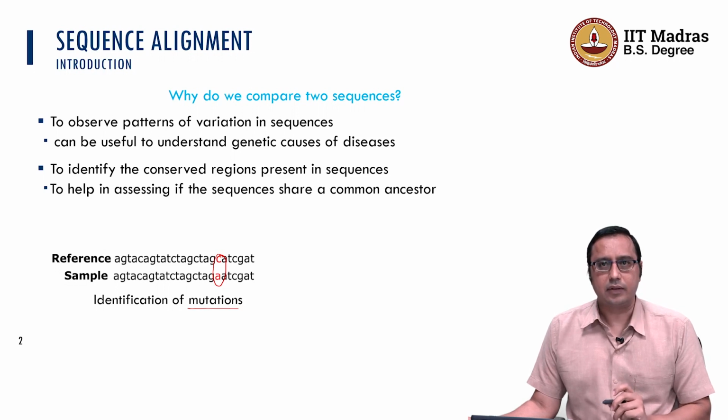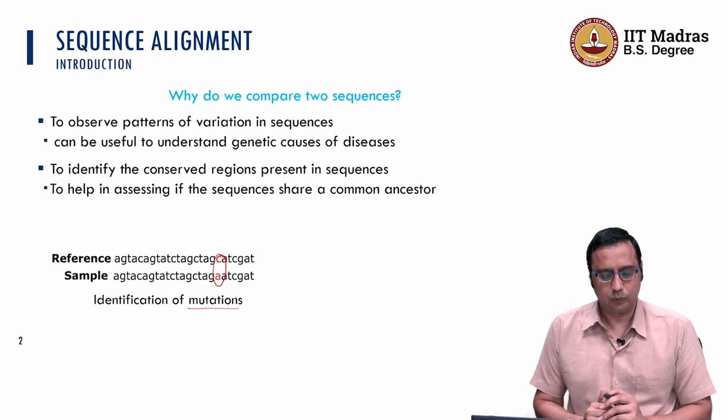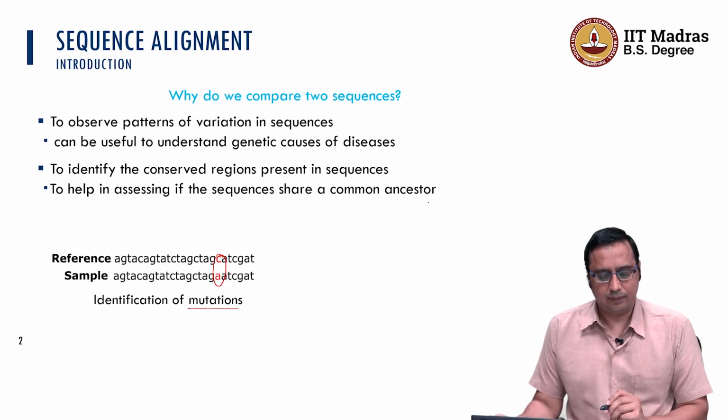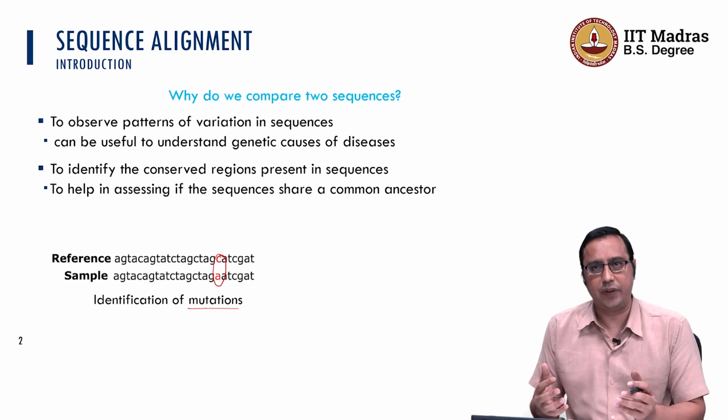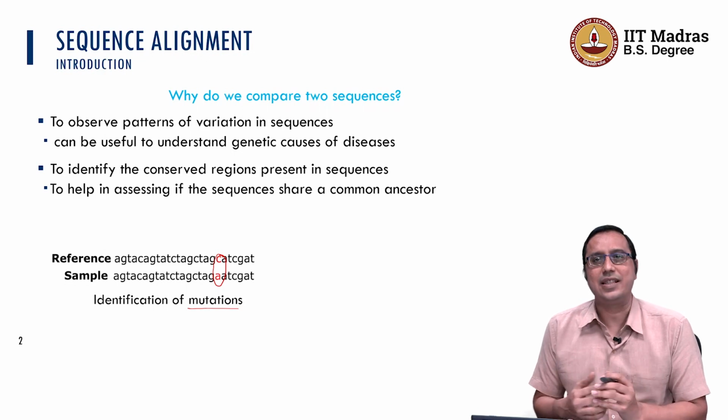Another reason in biology is that we are interested in identifying the conserved regions present in the sequences. Why do we want to identify conserved regions in the sequence? Because we want to assess the sequences and figure out whether a sequence or a set of sequences are sharing a common ancestor.